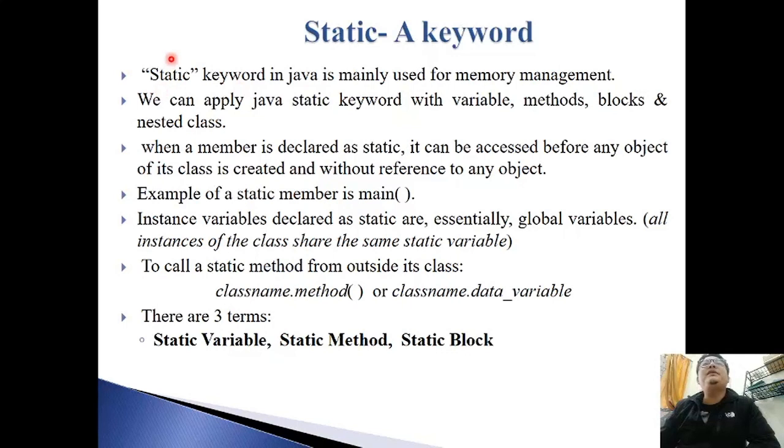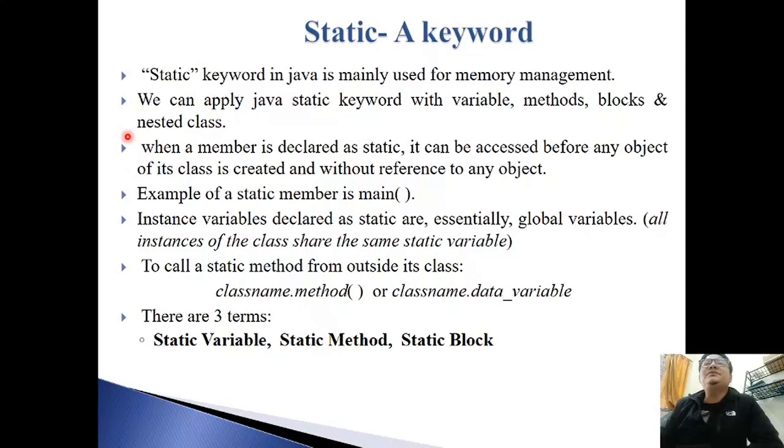So we can apply the static keyword in a Java program to a variable, to a method, to a block, or even a nested class. Now what happens when we try to write static int a, or static void name of the method, and so on? We'll see this with the help of an example.